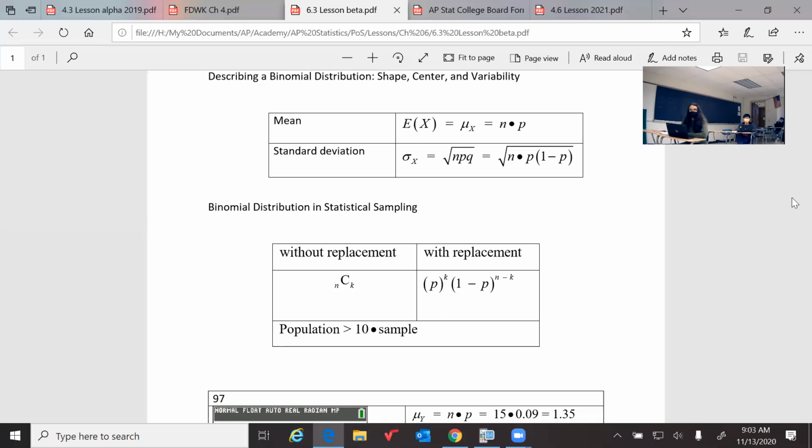Like we choose someone, we don't put them back in the pot. They can't be selected a second time. But in theory, this expansion we use is for binomials with replacement. So that's a contradiction. It won't affect your answer substantially as long as your population is more than 10 times the sample size.